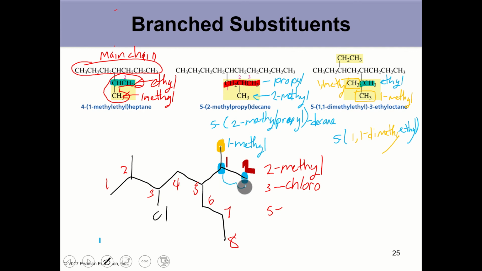Then the 2 carbon piece is called ethyl, and that has to go in parentheses. So at carbon 5, we have parentheses 1 methyl ethyl, close parentheses, and then you can name your structure.